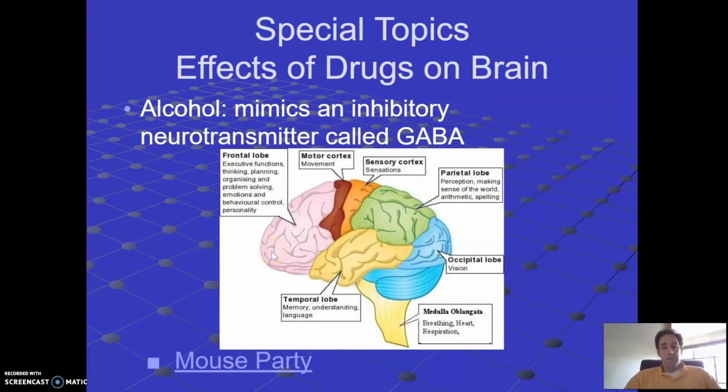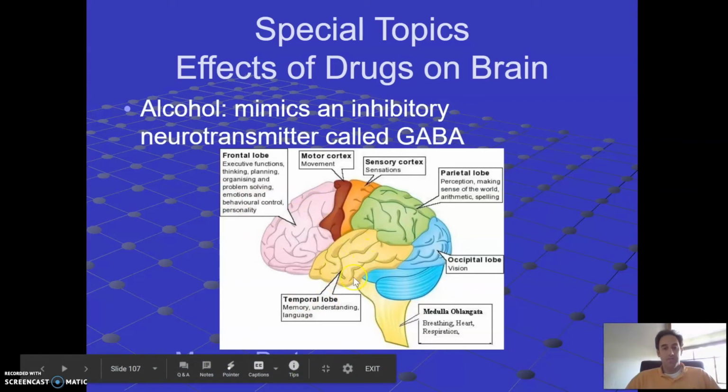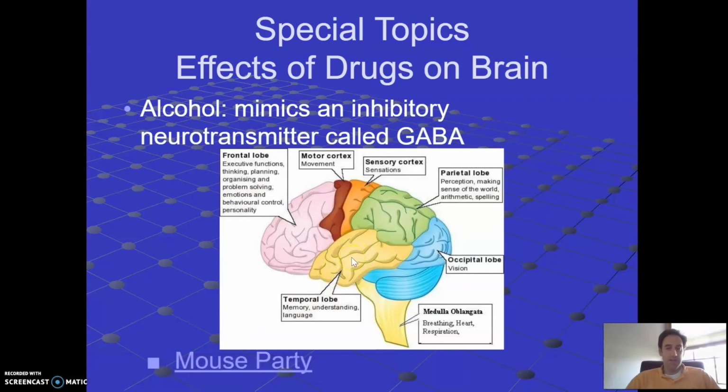And so you may think, wow, I really shouldn't insert dumb idea right now. But because alcohol is mimicking this inhibitory neurotransmitter, it inhibits those inhibitions, so to speak. By inhibiting your inhibitions, it causes you to do things that you wouldn't normally do, and therefore causes problems. It inhibits areas associated with memory and understanding and language and all sorts of things. So basically, alcohol affects many parts of the brain, and by slowing them down, causes issues.